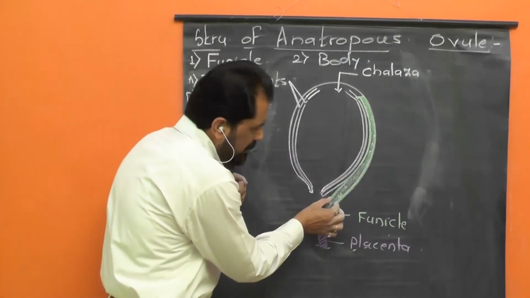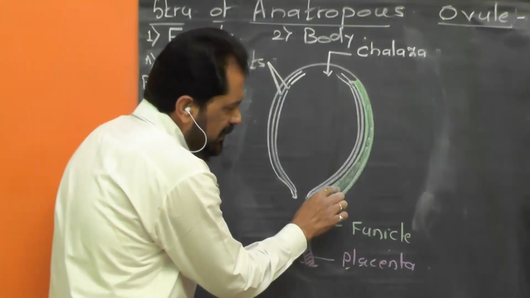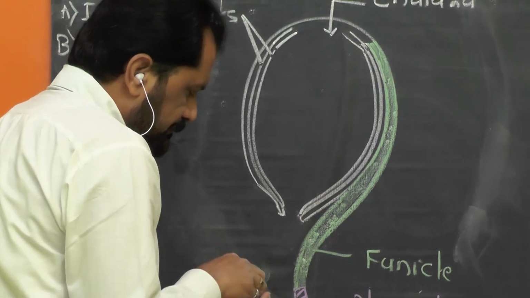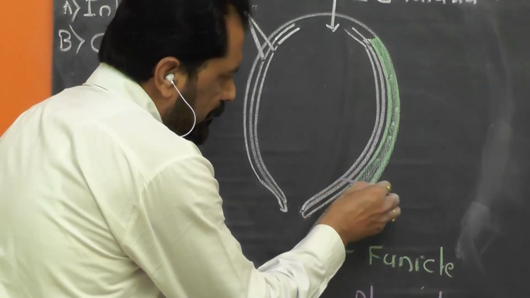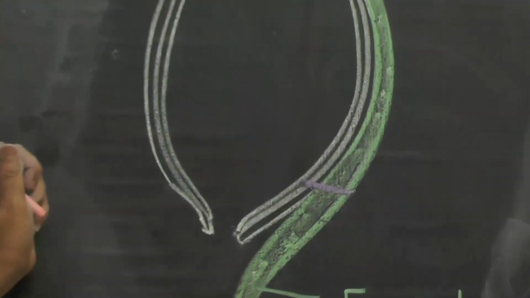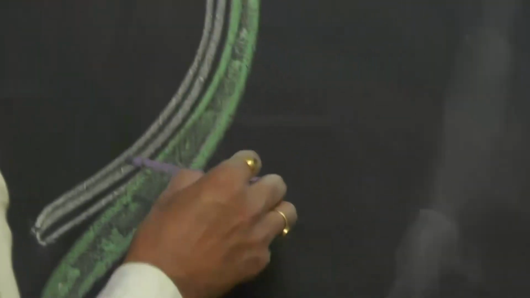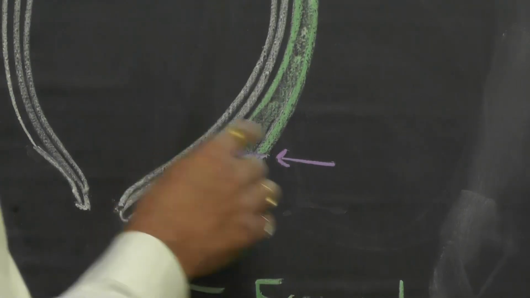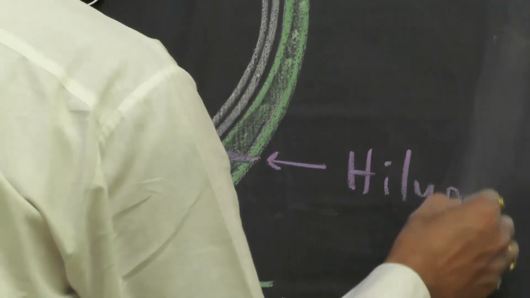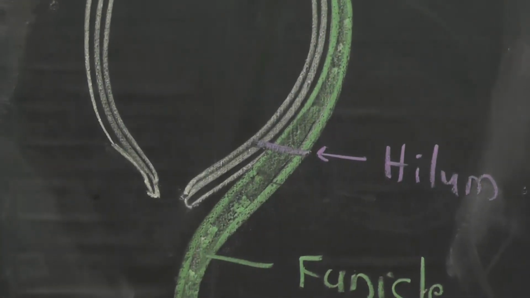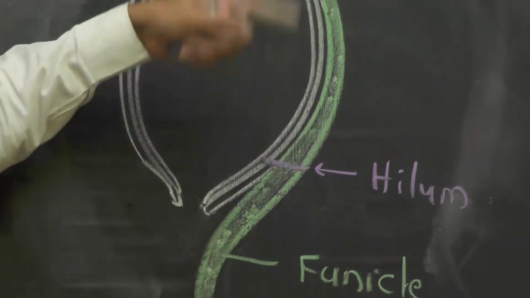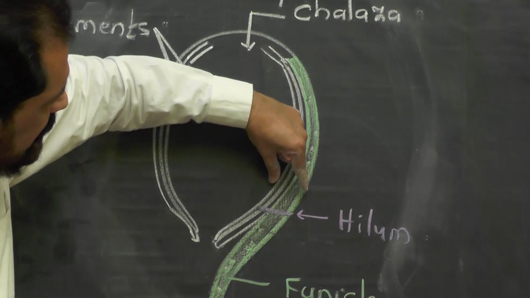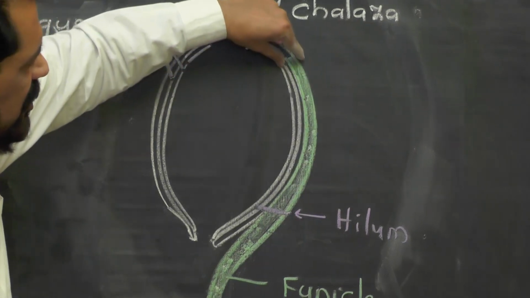Let me show. Now suppose this is the funicle, and first of all this funicle has come in contact with the body here, isn't it? And that's why this region or this point of contact of funicle and body is known as hilum. And beyond hilum, look, beyond hilum, the funicle and body together form a common longitudinal ridge.